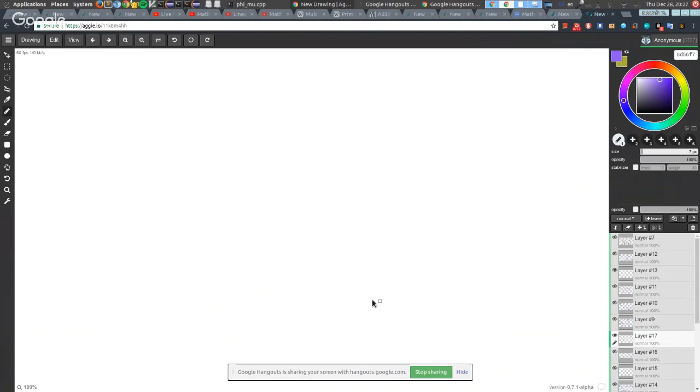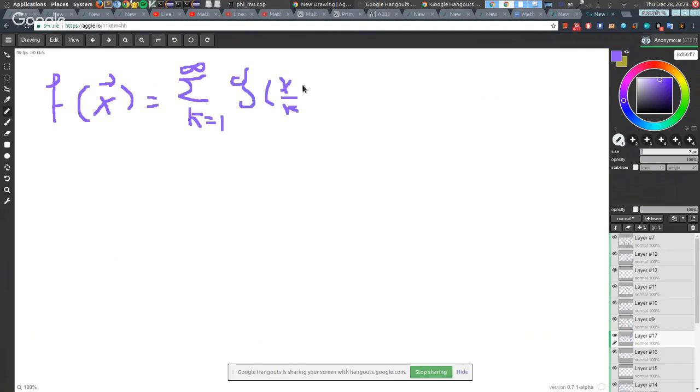So here, the general form would be something like this. If f of x, and this x here doesn't have to be an integer, it can actually be a vector or anything. I'll just assume it's a vector here. So we sum from k equals 1 to infinity, g of x over k. This is equivalent to that g of x equals the summation k from 1 to infinity.